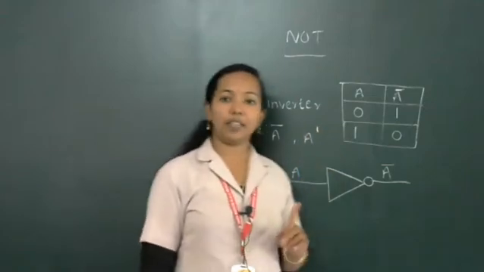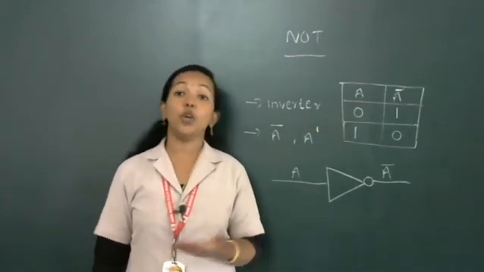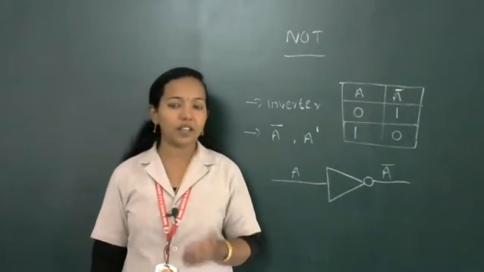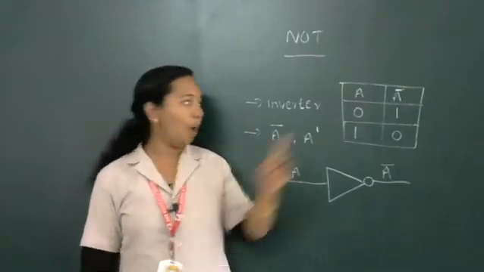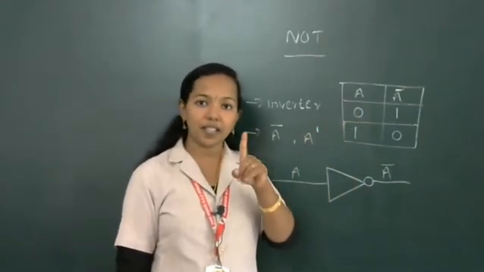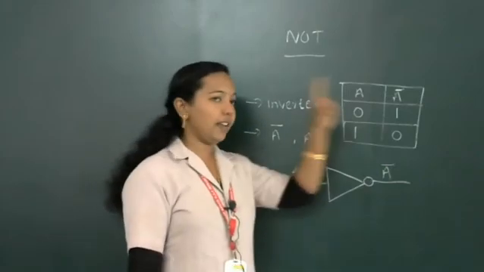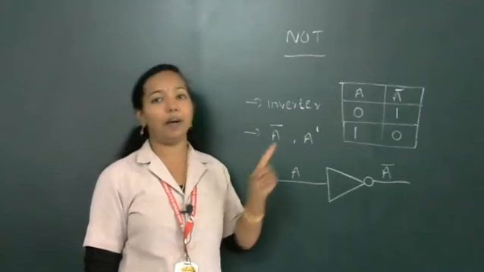Then this is a truth table. It is a single input use. Otherwise we can say that it is a unary operator. Unary operator means it requires a single operand. Look here, the number of variables that we are using in this expression is 1. A is converting into A complement or A bar.